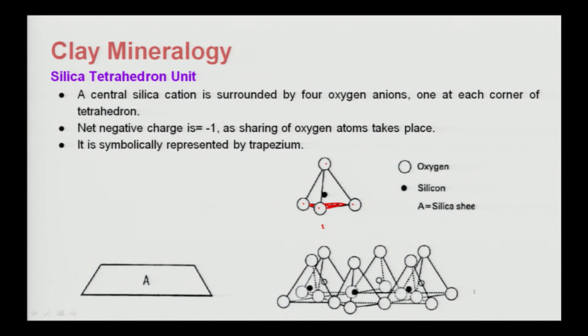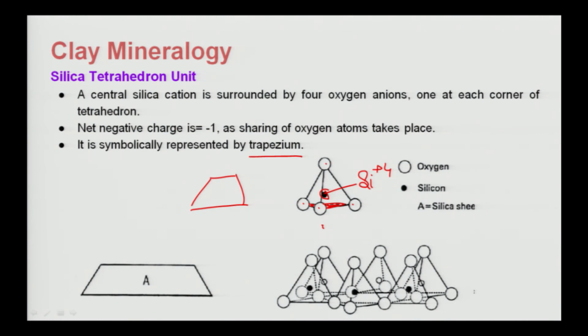In between this 3D figure, there is one cation, that will be silica, having charge of plus 4. And the second point here, it is given that net negative charge is -1 as sharing of oxygen atom takes place, and it is symbolically represented by trapezium. So understand this, that when we show a simplified figure of this 3D figure, it will be a trapezium. And similarly there will be one symbol for octahedral unit, we will be seeing that.